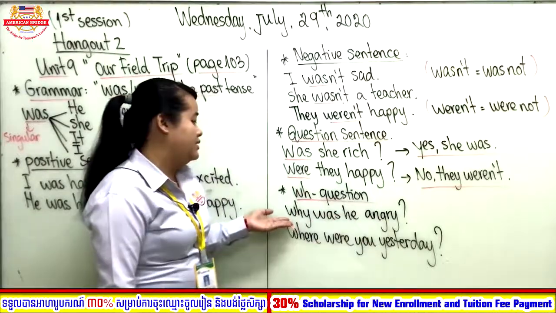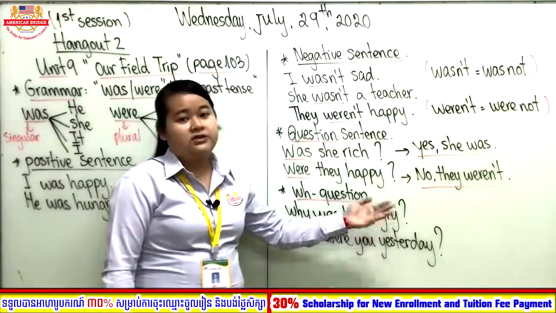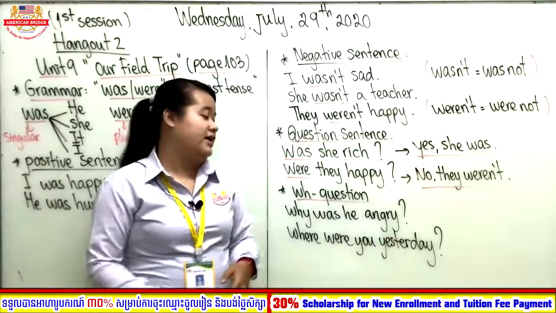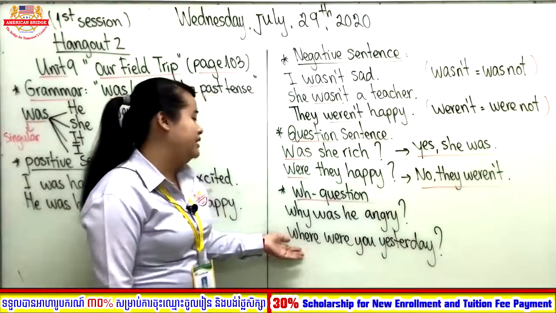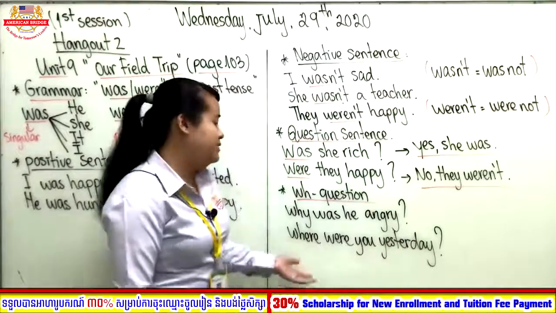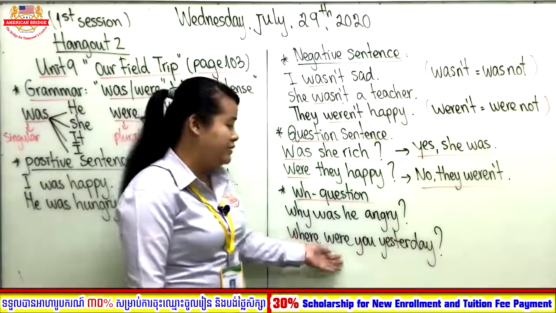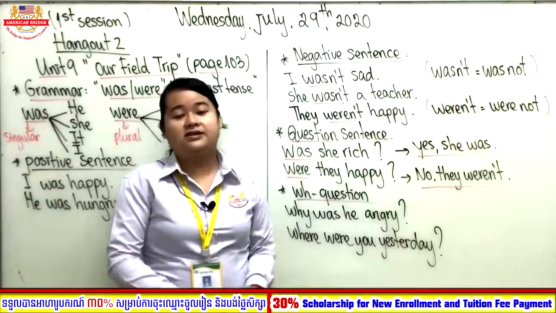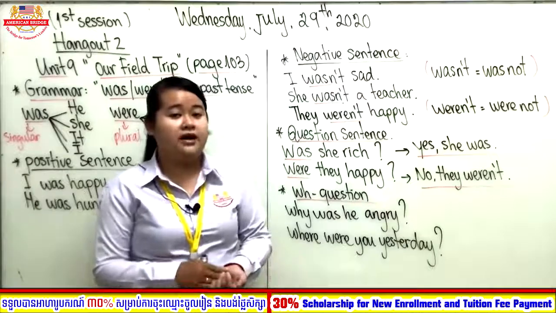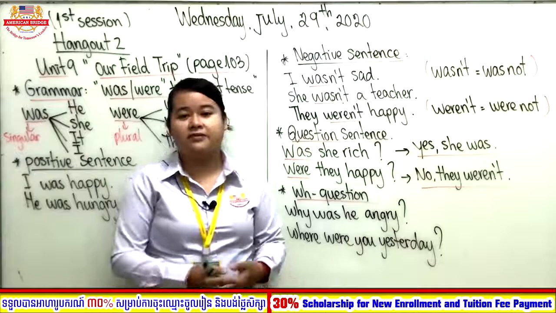So now let's look at this one. Why was he angry? So the answer, we can say, he was late, right? Okay, so now let's move to another one. Where were you yesterday? Okay, so when you use you, you need to use where were you yesterday. Okay, so I hope that you understand how to make the question form and WH question form of was and were.